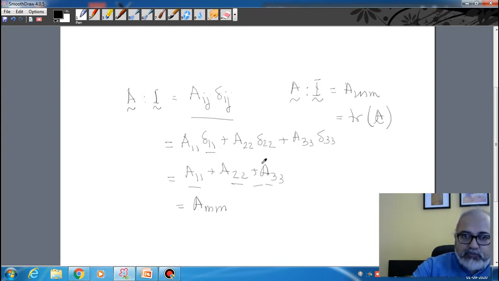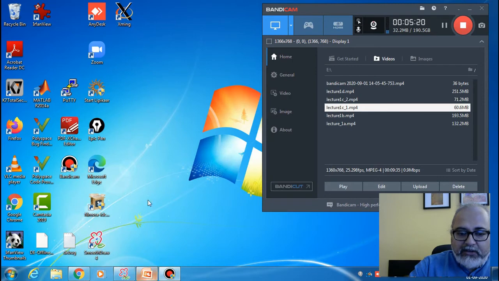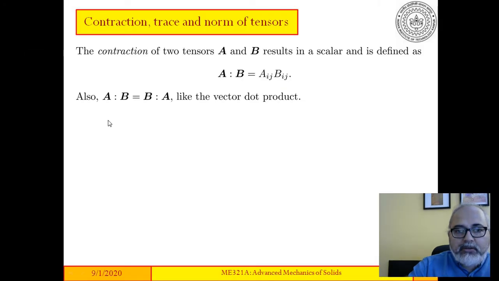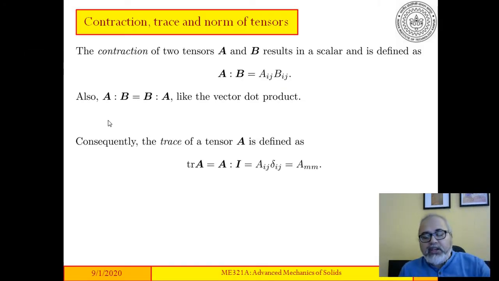Okay, so this is an important relation which says that when you contract a tensor with the identity tensor, you get its trace, which is the sum of the A11, A22, A33 components of the second order tensor.